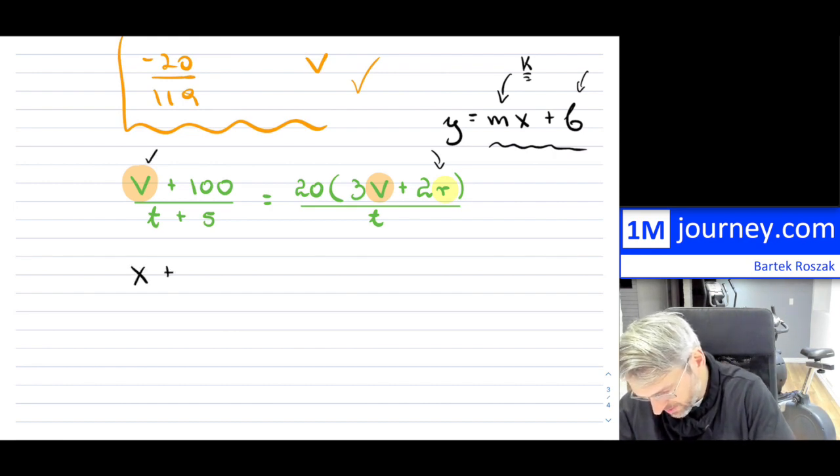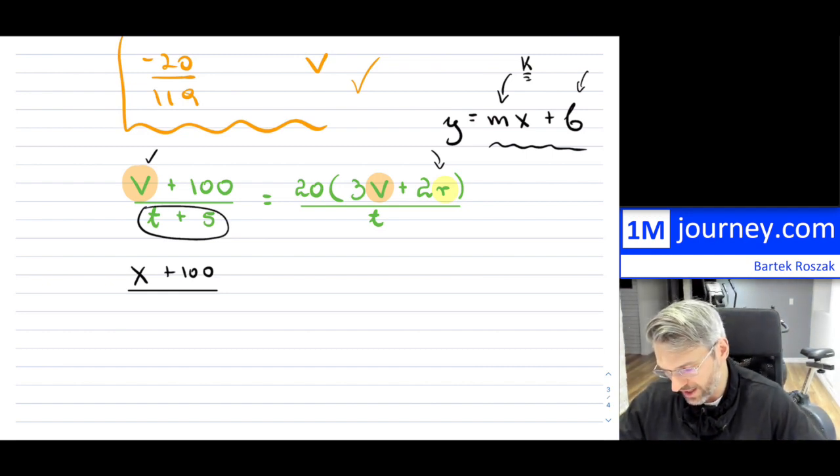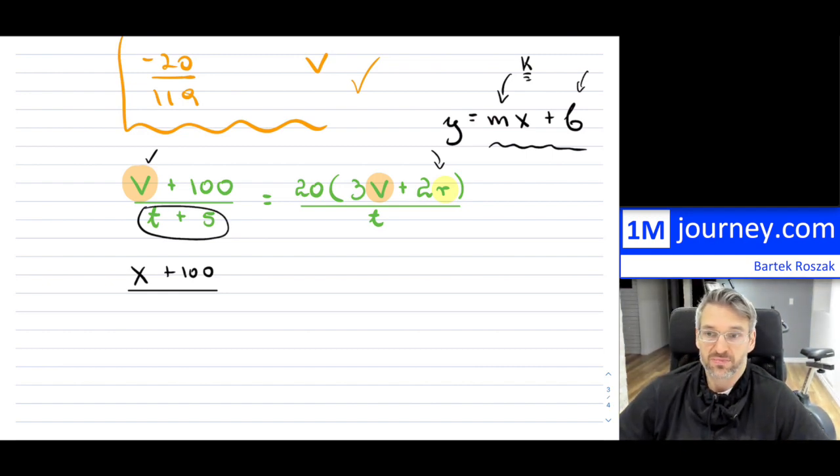So it's going to be x plus 100 all over... Now, all of this is a constant. So I don't really care what t is. It's just some number plus 5. So that means it's just some number.